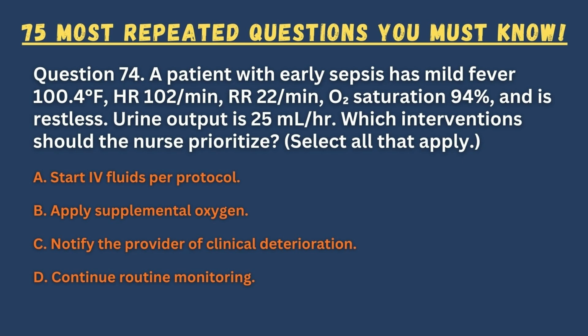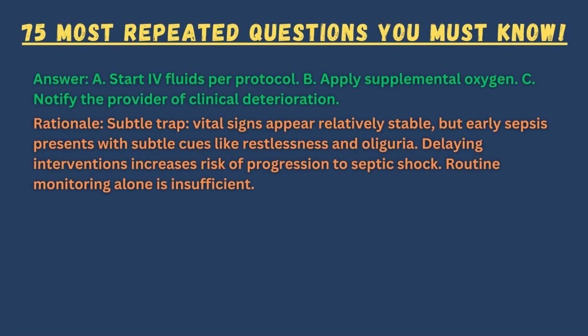D. Continue routine monitoring. Answer. A. Start IV fluids per protocol. B. Apply supplemental oxygen. C. Notify the provider of clinical deterioration. Rationale, subtle trap. Vital signs appear relatively stable, but early sepsis presents with subtle cues like restlessness and oliguria. Delaying interventions increases risk of progression to septic shock. Routine monitoring alone is insufficient.